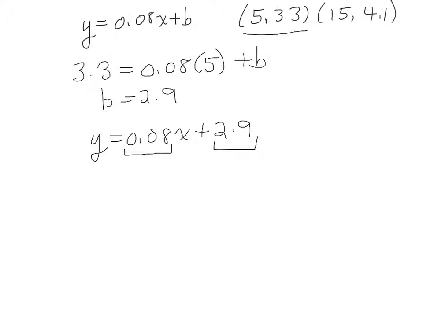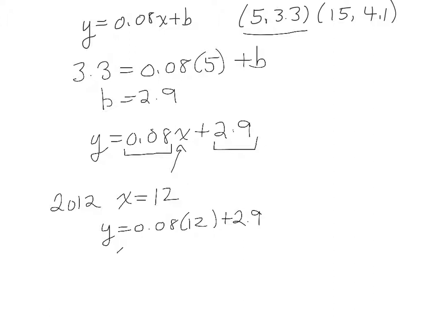So we're going to move on to part B, which says, what was the cocoa bean production in 2012? So in 2012, remember x was 0 for 2000. So for 2012, we have x equals 12. So we're going to substitute x equals 12 into this equation that we've just found and solve for y. So y is equal to 0.08 times 12 plus 2.9, and we're going to find that that is 3.86 million metric tons. Million metric tons.